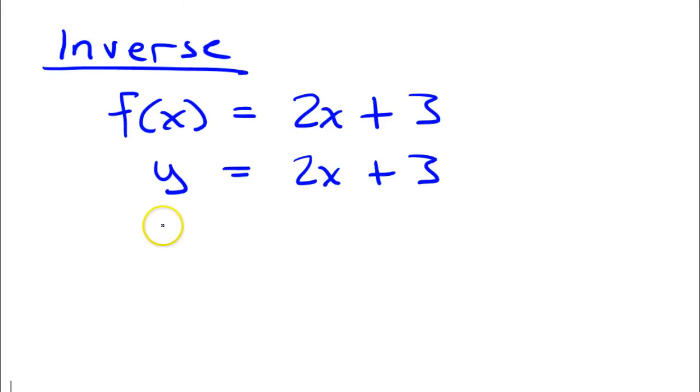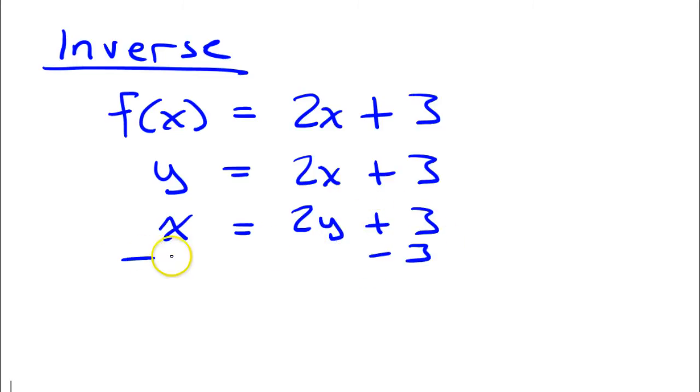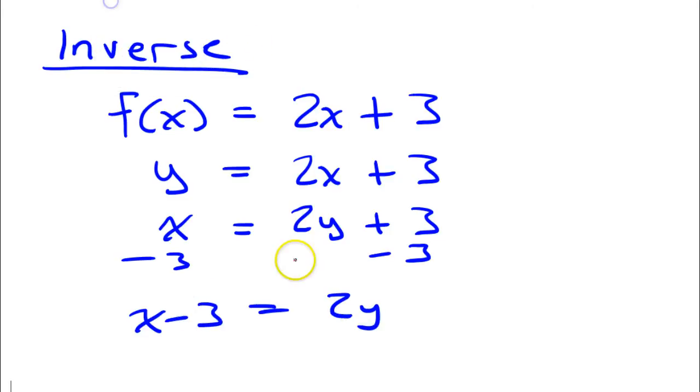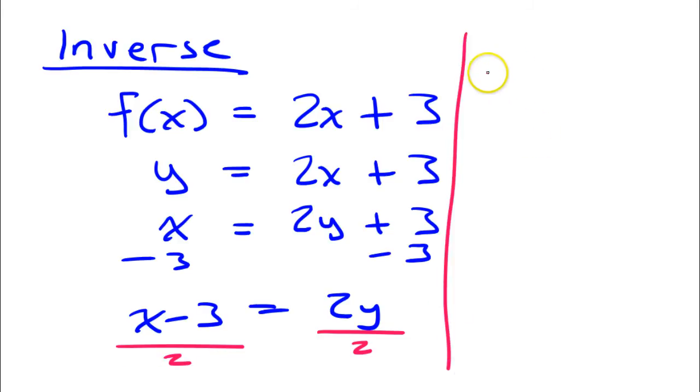So first of all, I switch x and y. So the x goes here, the y goes there, and then I'm solving for y. If I subtract the 3, now I have x minus 3 is equal to 2y, and then I would divide by 2. Now I have x minus 3 over 2 is equal to y. So there I have solved for y.